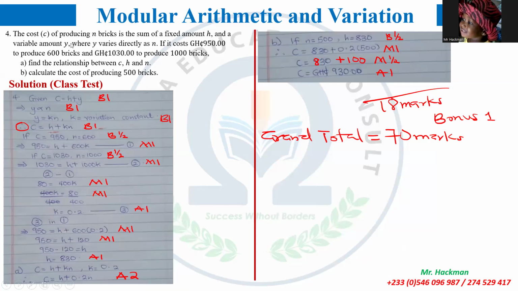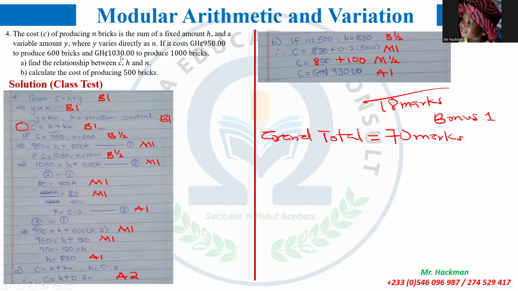Then again, we are told here y varies directly as n. So it means y varies directly as n, and this implies that y equals k times n. Once you introduce your k, don't forget to define it. She did that, and you can see B1 for that one. After that, you cannot draw your conclusion here, so there shouldn't be any therefore here.